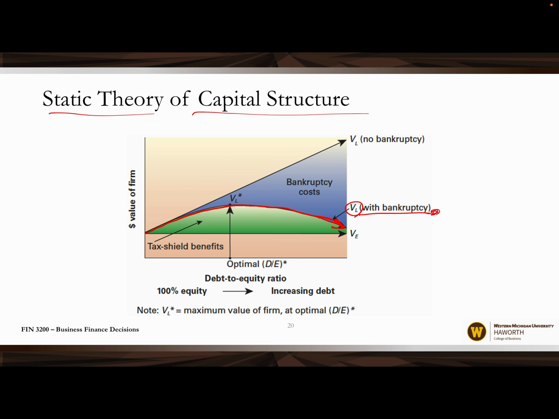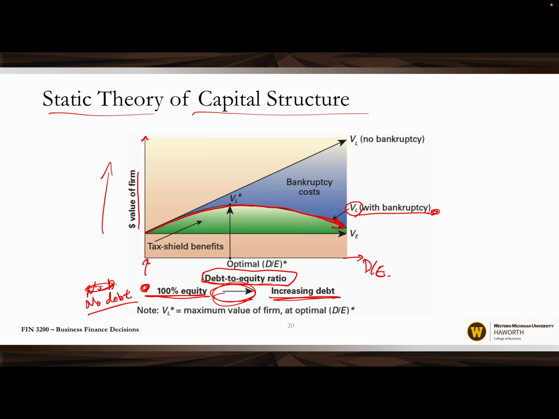What we have on the y-axis is the value of the firm, so the higher, the better. On the x-axis, we have the debt to equity ratio. At the origin is where the firm is 100% equity financed, basically no debt. As we go to the right, we're increasing debt. So that's the basic setting: debt to equity ratio on the x-axis, increasing debt as we go from left to right.